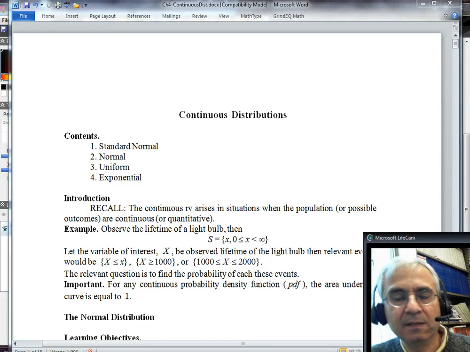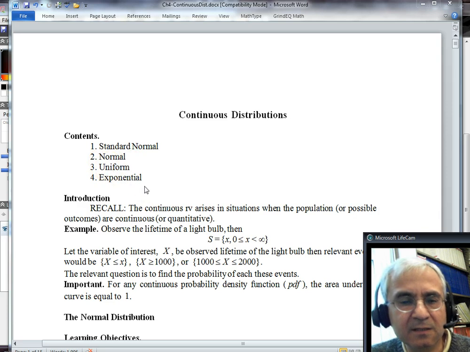Yeah, in this lecture we're going to talk about continuous distributions. Specifically, we're going to talk about the standard normal, which is the bell shape, the normal where the mean and standard deviations are not 0 and 1. We're going to talk about the uniform distribution and the exponential distribution. But let's start with this.